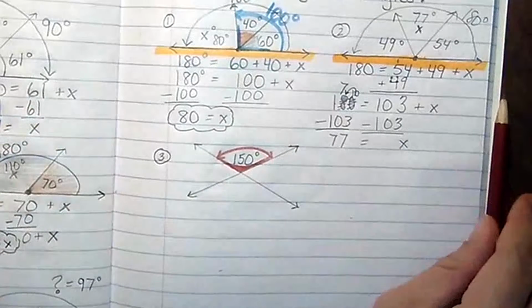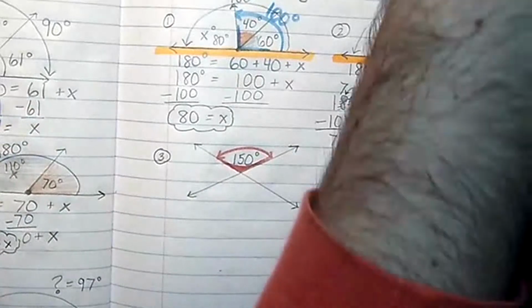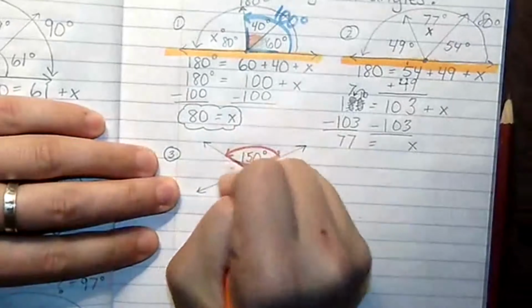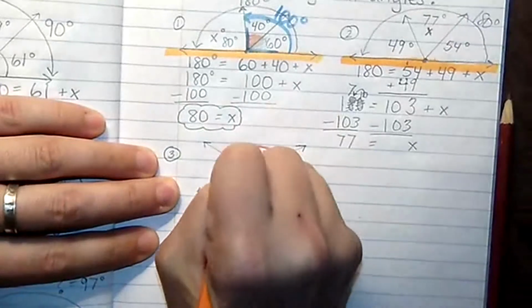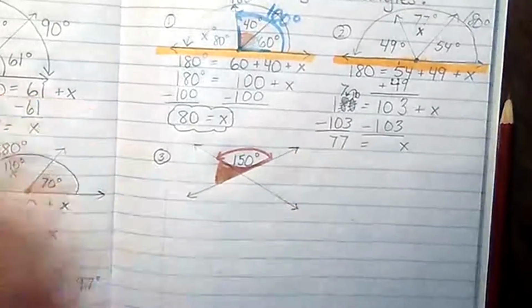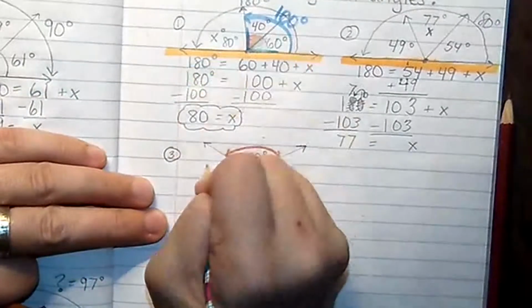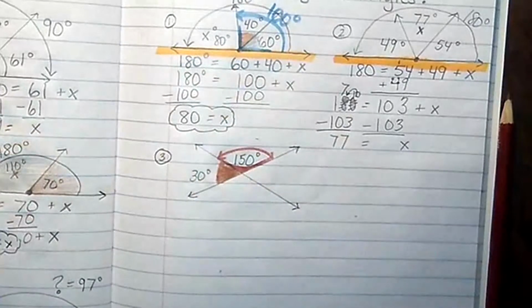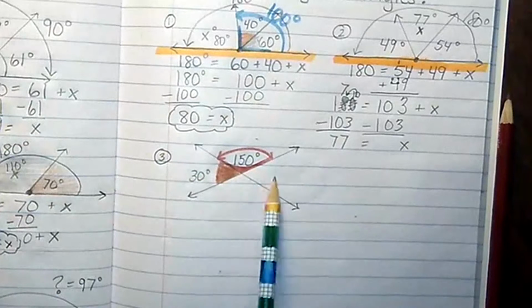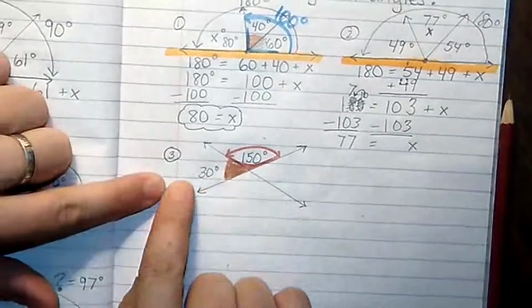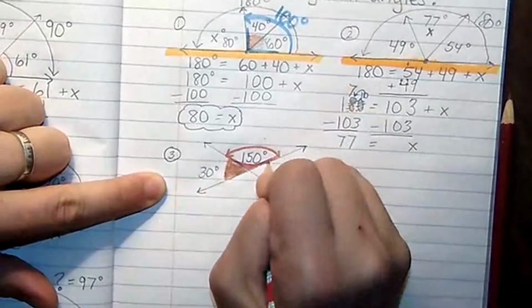And I'm going to tell you that this angle over here measures 30 degrees. Should have picked a different color. So guess what that means? With intersecting lines, the opposite angles are always equal. It's a rule. So if this side equals 30, guess what this side equals?